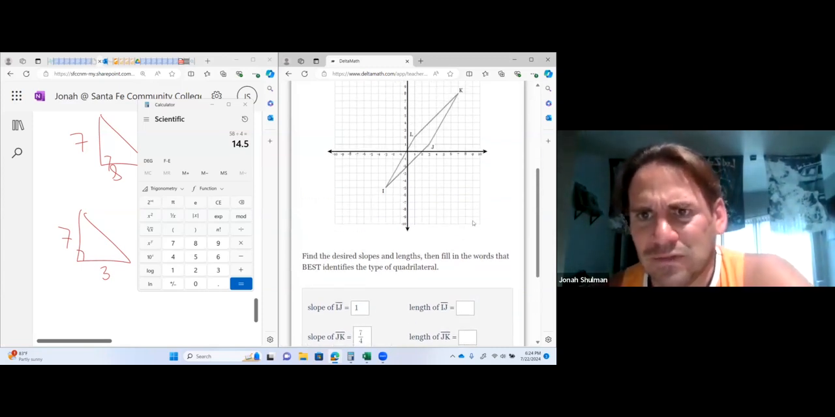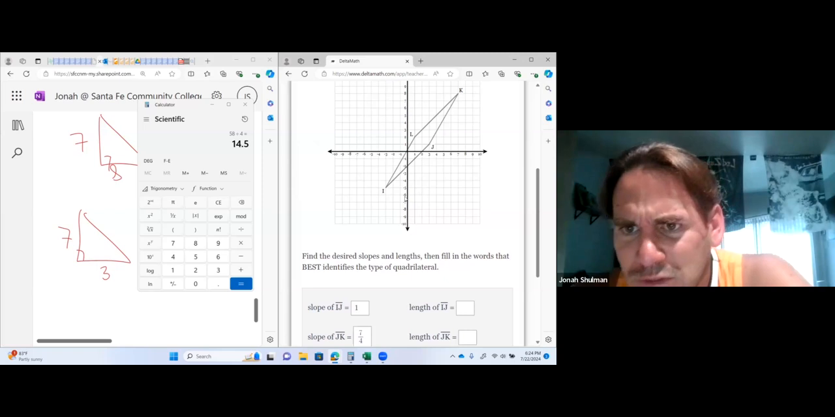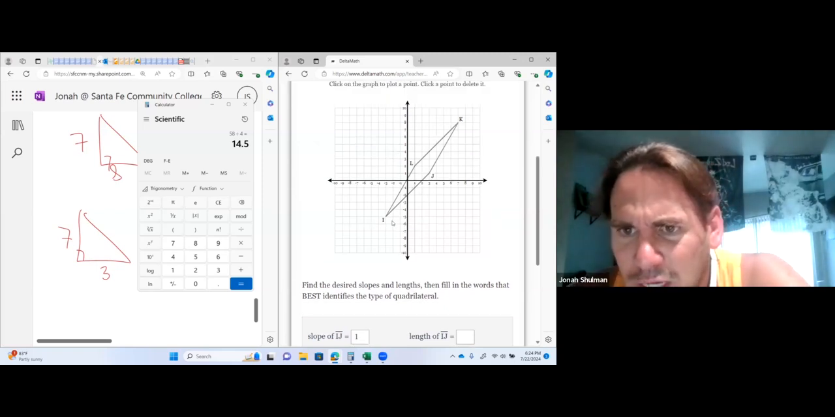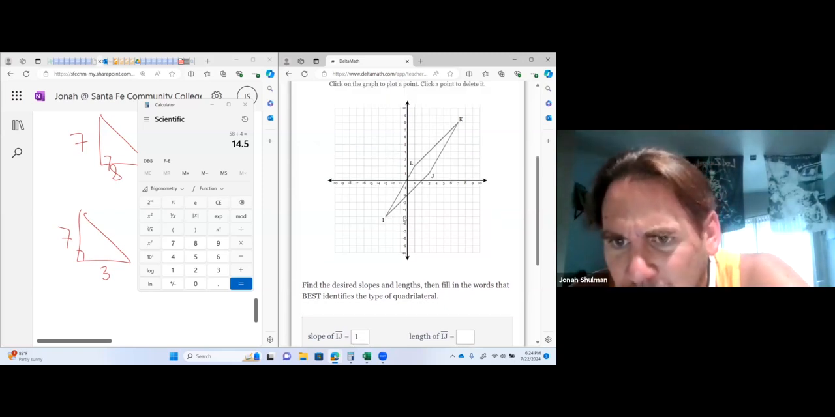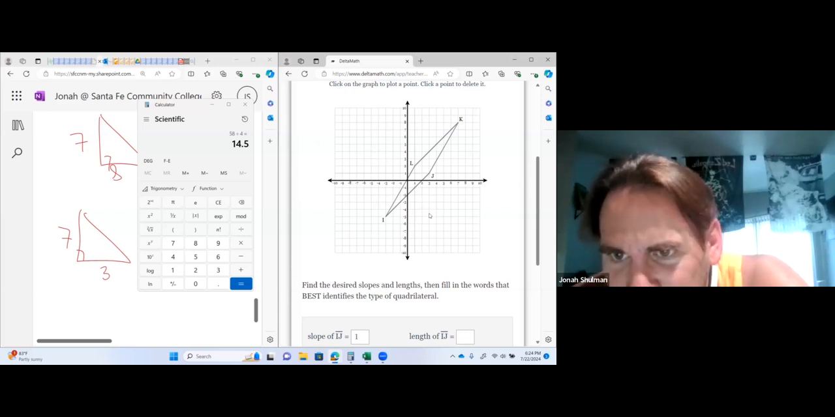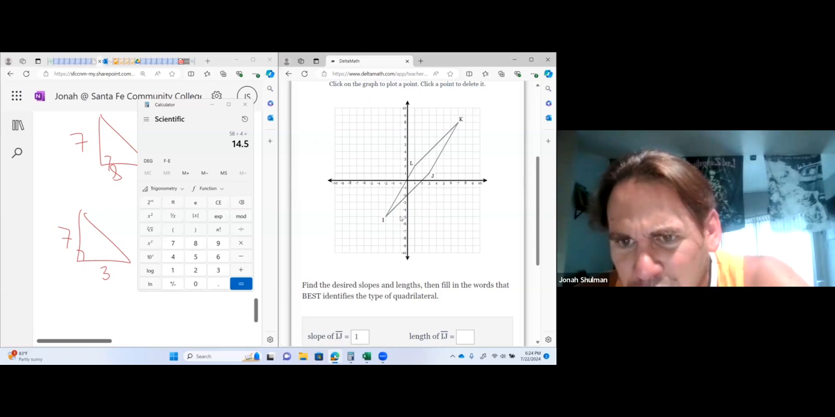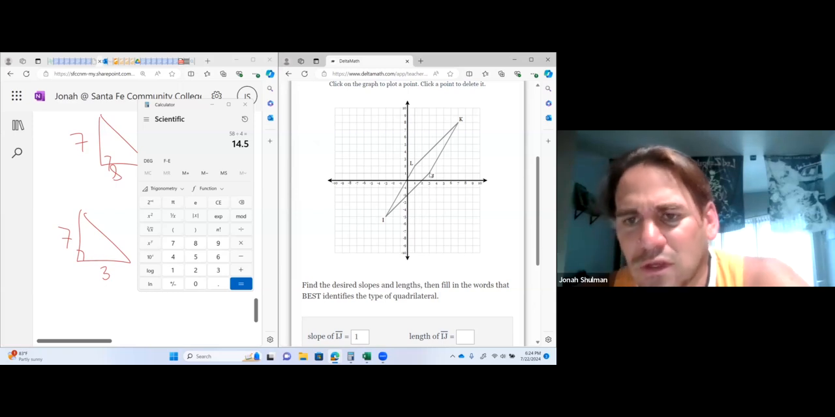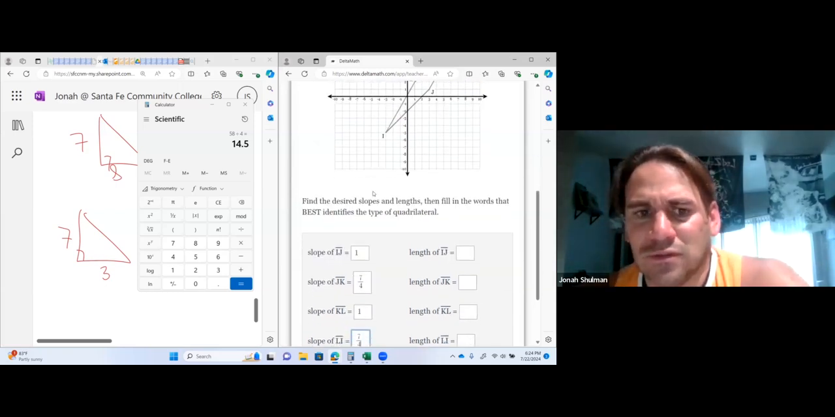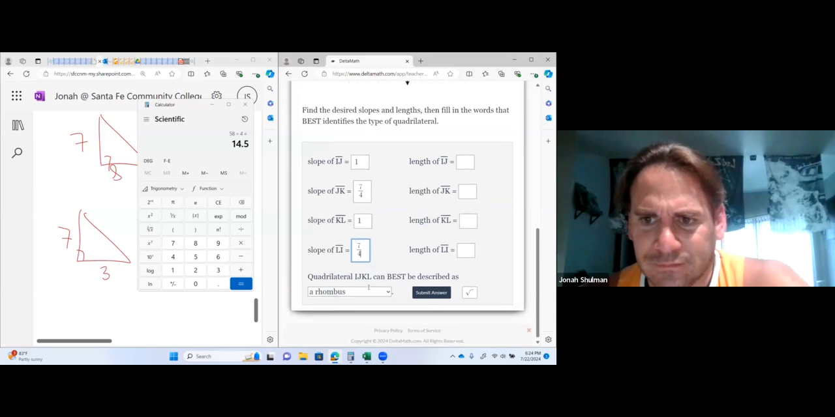Now we just need the lengths. These should all be the same size. So let's just do IJ. So 1, 2, 3, 4, 5, 6. So this is 6. I thought it was 7. 1, 2, 3, 4, 5, 6. 1, 2, 3, 4, 5, 6. Oh, so it's 6, 6. So it's 6 radical 2.